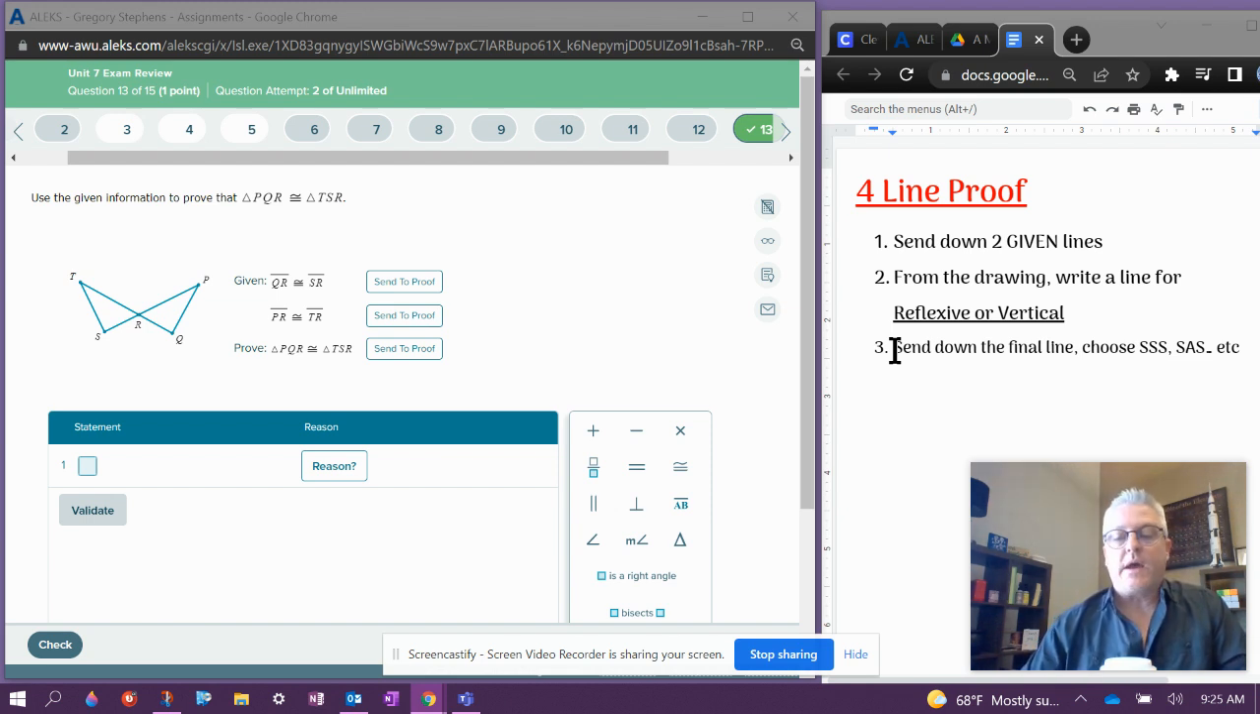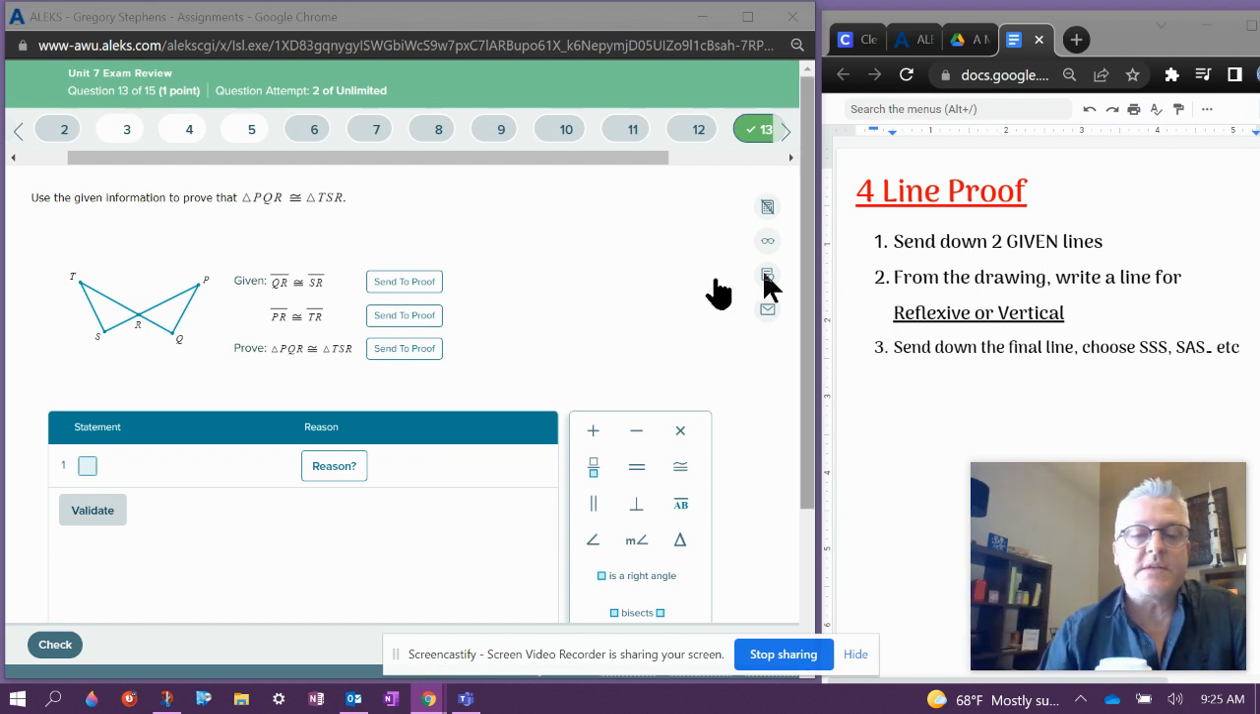Second, we need to write a line based on the drawing. So we're going to look at the drawing, and it's going to be using one of the two properties that we've talked about, either reflexive or vertical. Finally, the last step is to send down the line that we're proving, and then to choose from one of our triangle congruency theorems, which is SSS, SAS, AAS, ASA, HL, right? One of those five. That's it. It's really not too difficult if you remember those three steps.